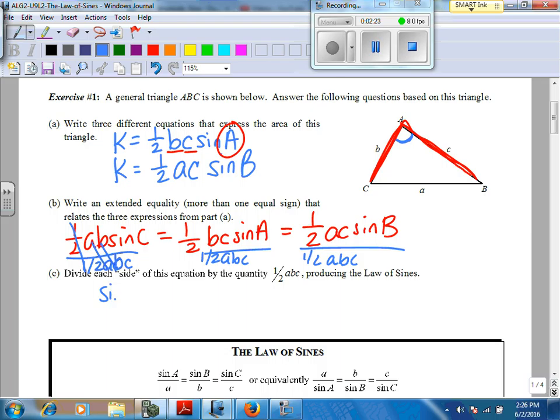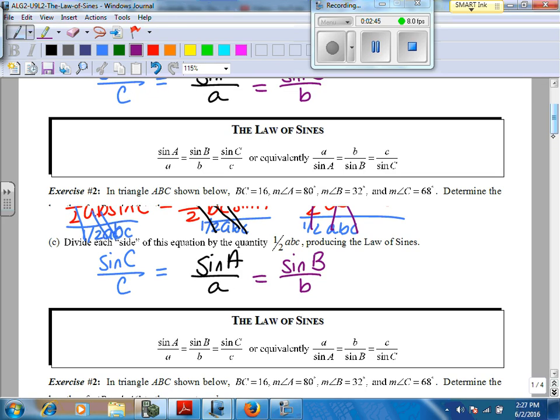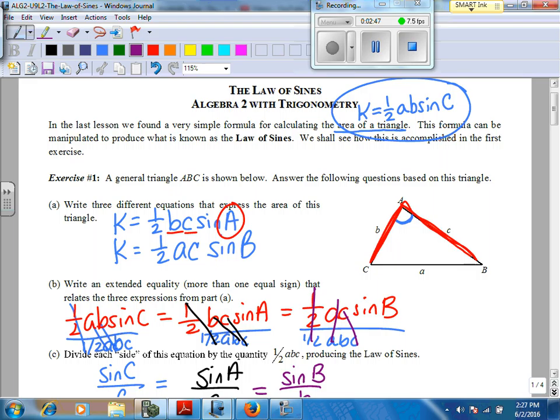We'll get sine C over C. Here, the 1/2, the B and the C will cancel. We'll get sine A over A. And then here, the 1/2, the A and the C will cancel. We'll get sine B over B. Which again, this is the formula that is on your reference sheet on the Regents.